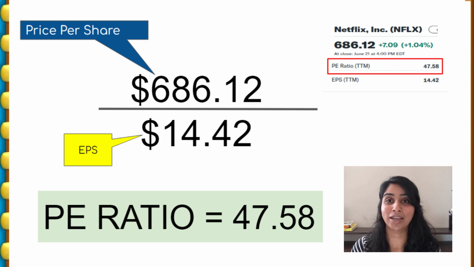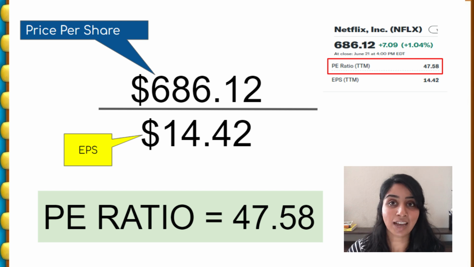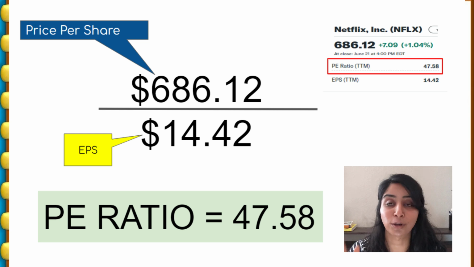So that's basically how you get the PE ratio. What it really tells you is that the stock price, in order to purchase a share of Netflix, is going to cost you, the investor, $686.12. At this time, Netflix is making about $14.42 per share. So the PE ratio tells you how expensive it is to purchase that share. With the PE ratio of 47.58, you're paying 47 times as much as the profit they're making per share in order to get that very same Netflix share.